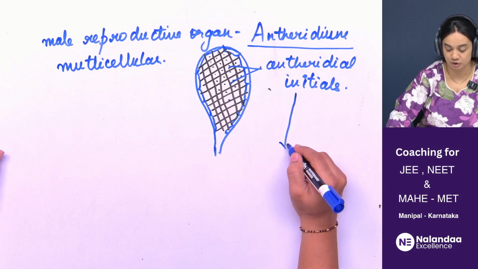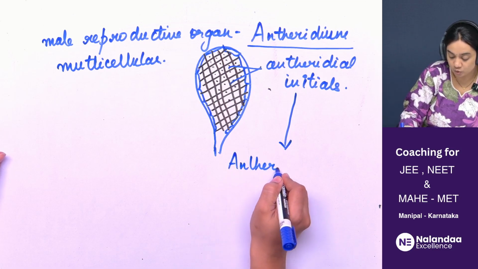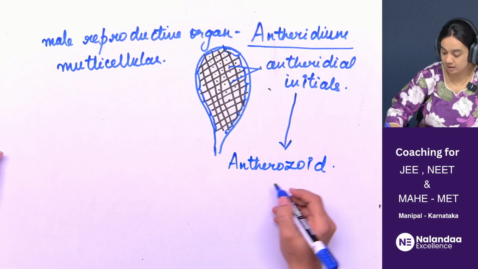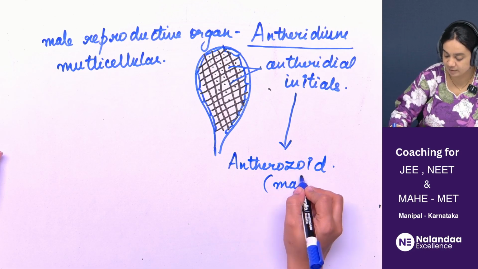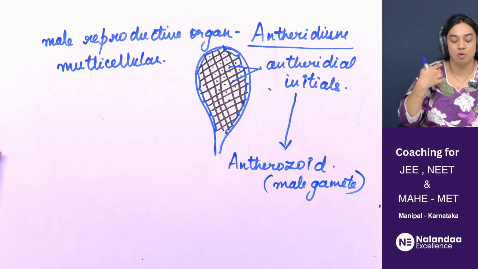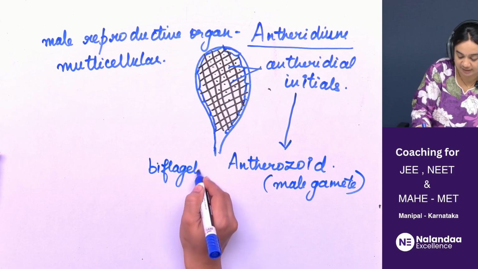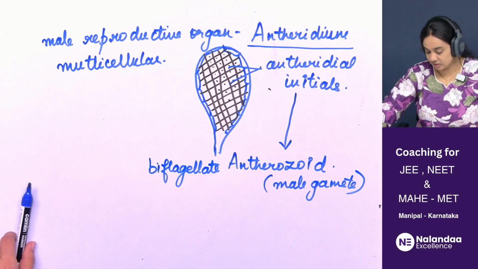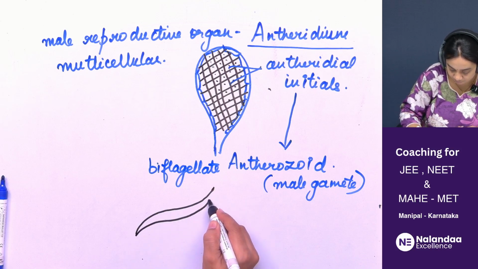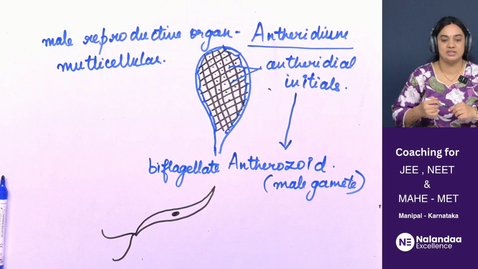Now these antheridial initials will mature to form something called an antherozoid. Antherozoid, which is the male gamete. So the male gamete in case of bryophyte is called the antherozoid, and it happens to be biflagellate. So this biflagellate antherozoid will look something like this. It's kind of a coiled structure which has two flagella over here.